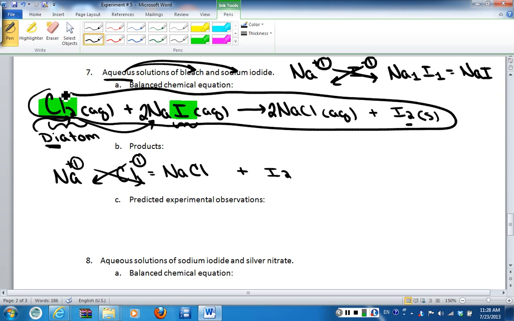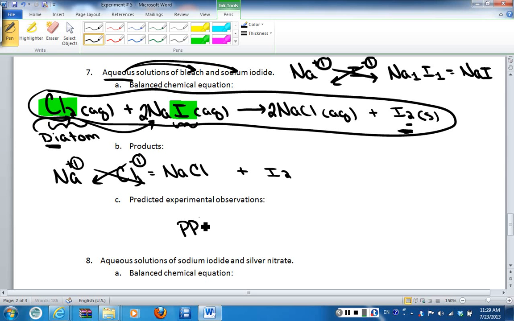So again, this one's a little bit different than the previous examples that we've done because the diatom is not an ionic compound. But what you see is that the nonmetals essentially switch. So the chlorine replaces the I, and then the other nonmetal, in this case the I, forms a diatom. Now, in terms of experimental observations, because I2 is a solid, you are going to expect to see a precipitate of it. So we would see a precipitate of I2 when aqueous solutions of bleach and sodium iodide react.